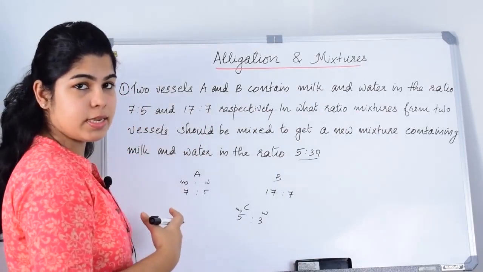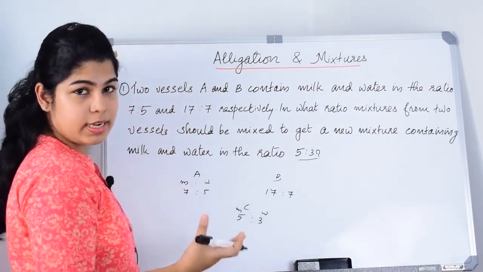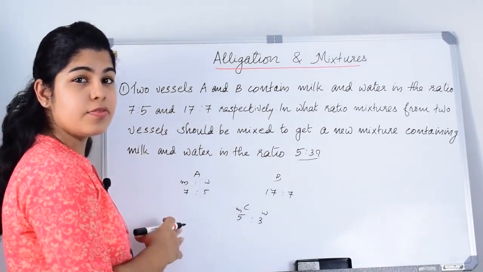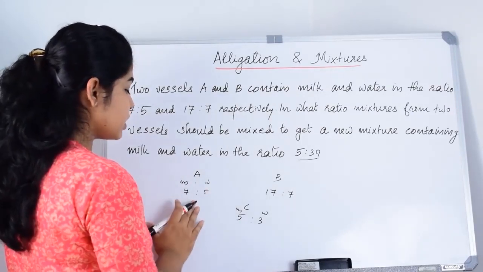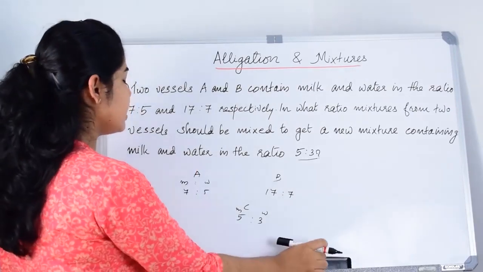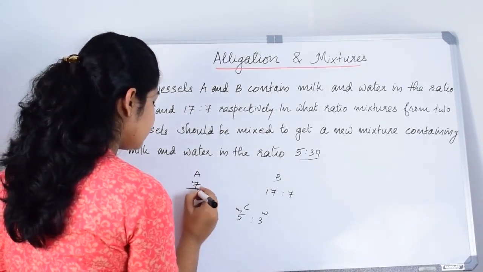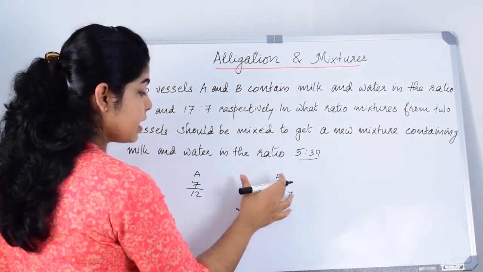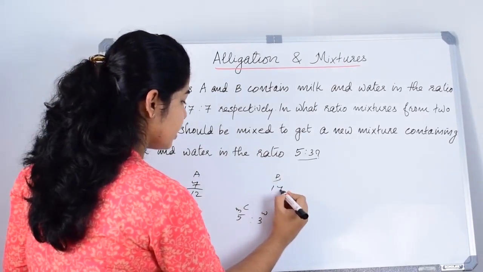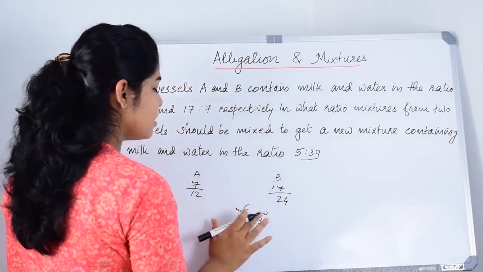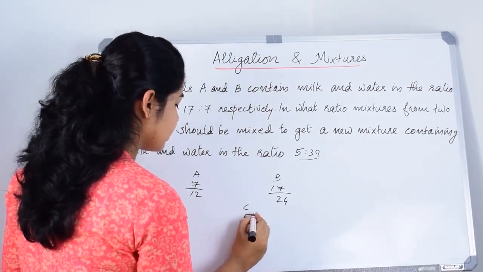So how can we solve these types of questions? These types of questions can easily be solved by considering any one of the two ingredients and representing it in fractional form. So I am taking the case of milk. What is the fraction of milk in vessel A? In vessel A, the fraction of milk is 7/12. And in vessel B, the fraction of milk is 17/24. And in vessel C, the fraction of milk is 5/8.